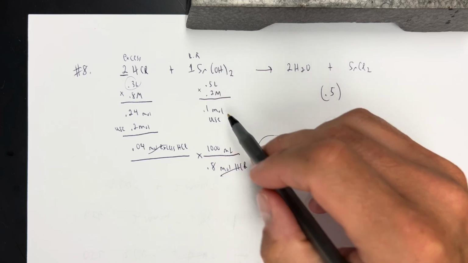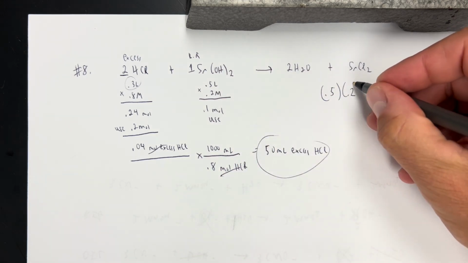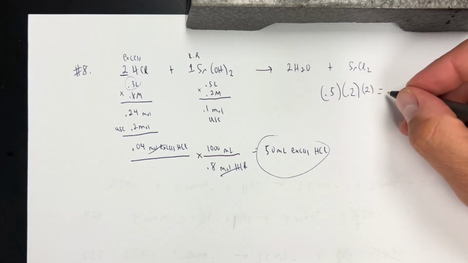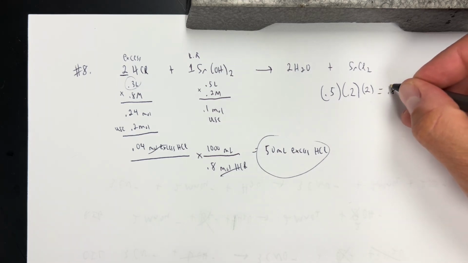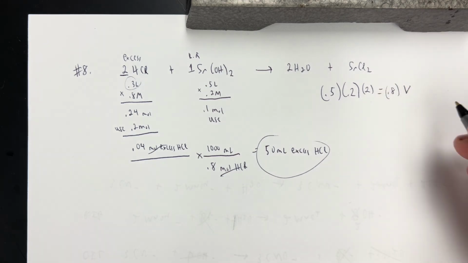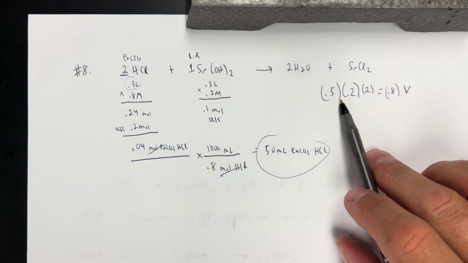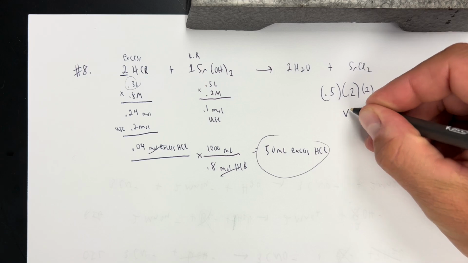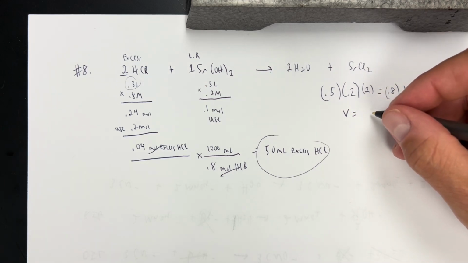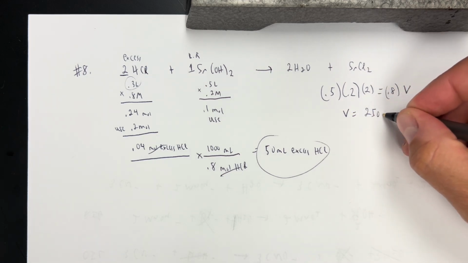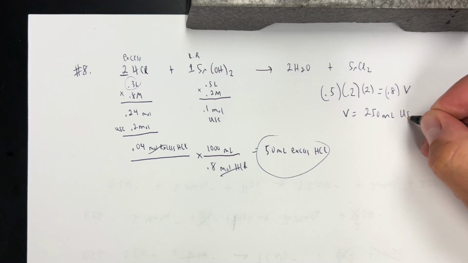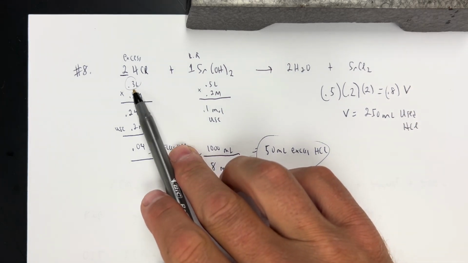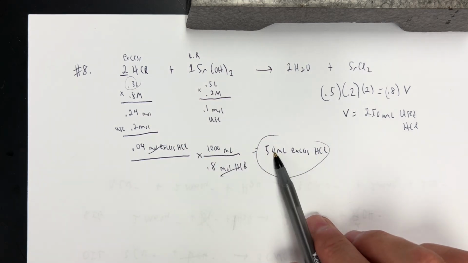0.5, I'm doing this one first, sorry, times 0.2 times 2 equals 0.8 molar times V. So this is your HCl side, this is your strontium hydroxide side. Multiply, divide, and you would get a volume of 250 milliliters used. That's how much HCl is used out of 300 milliliters, or 0.3 liters. So minus that would be your 50 milliliters of excess.